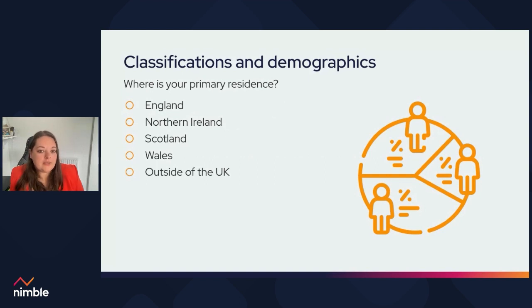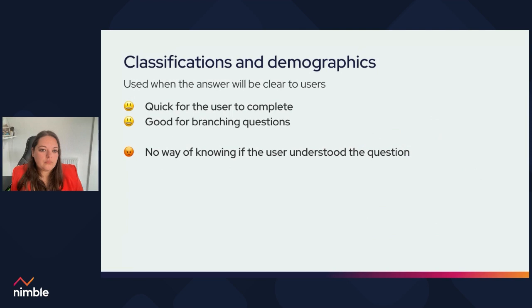Next one is classifications and demographics. Again, really simple. This is similar to a pre-coded list, but it's a bit more specific because it's got more of a preset. It's not one you've set yourself. It's got a very standard list. So it's really good when the answer will be really clear to users, like the question before, where they live. It's going to be really clear. Again, it's really quick because they can click an answer and continue.